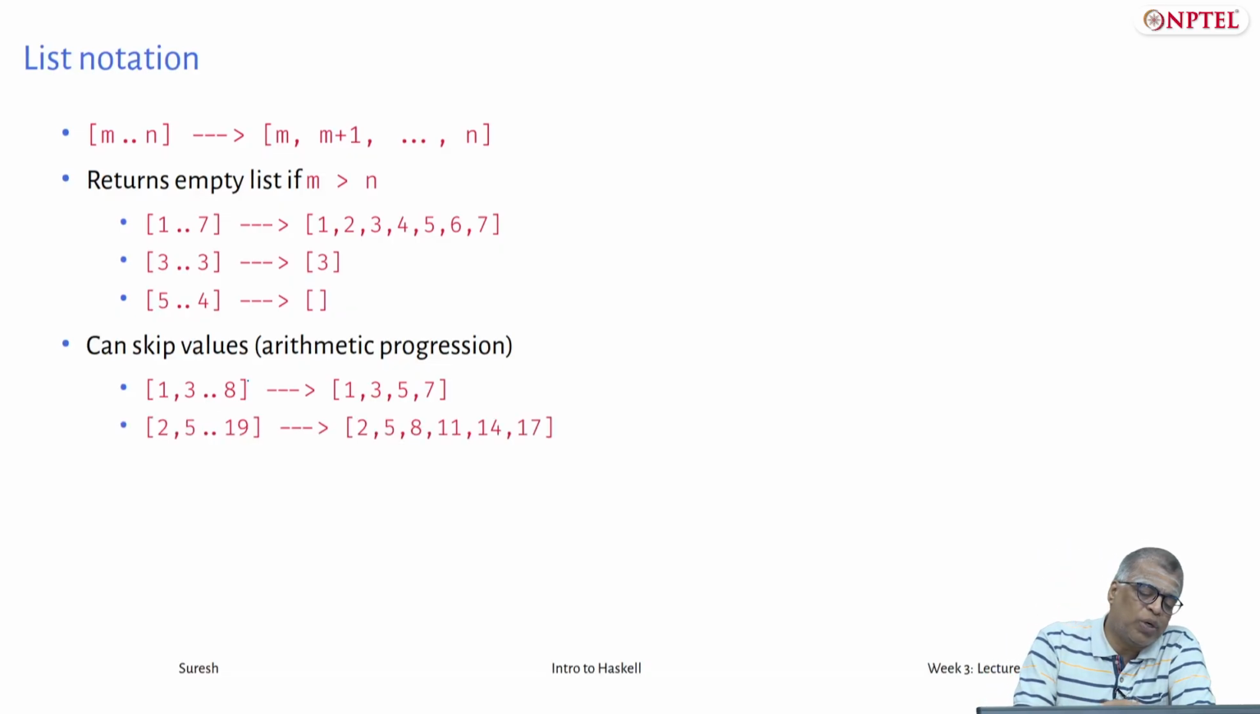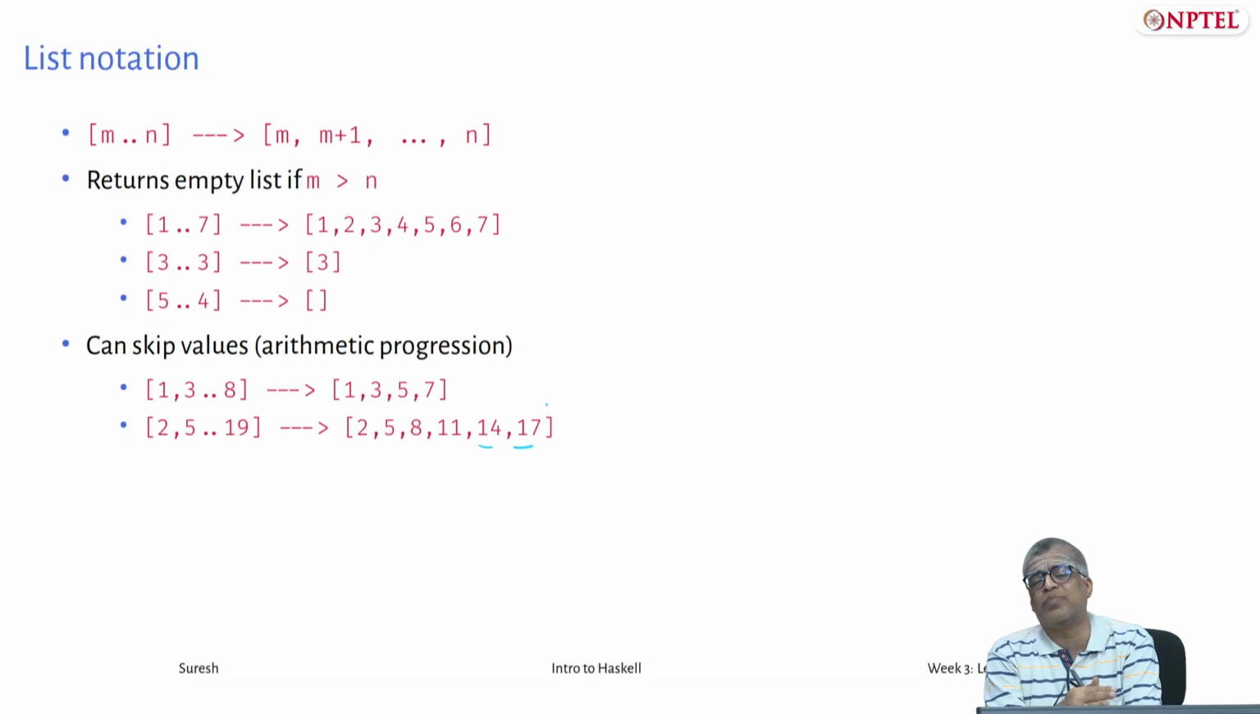Here is another example, 2, 5 dot dot 19. So here I am skipping 3 values at a time. So I will have 2, I will have 5, then 5 plus 3 is 8, 8 plus 3 is 11, 11 plus 3 is 14, 14 plus 3 is 17, 17 plus 3 is 20, but that is beyond 19. So I will stop at 17.